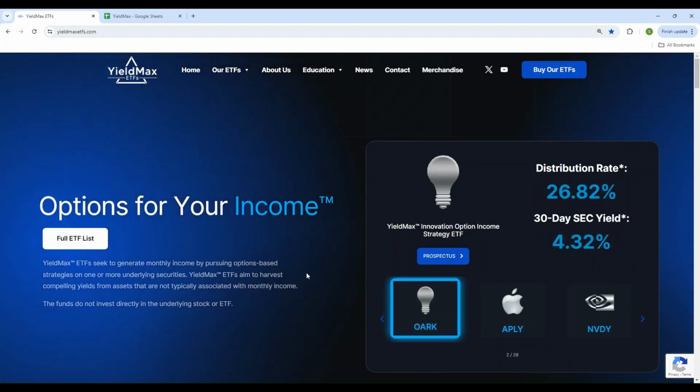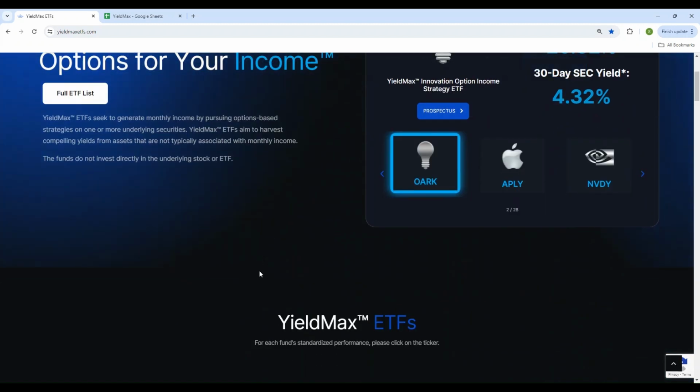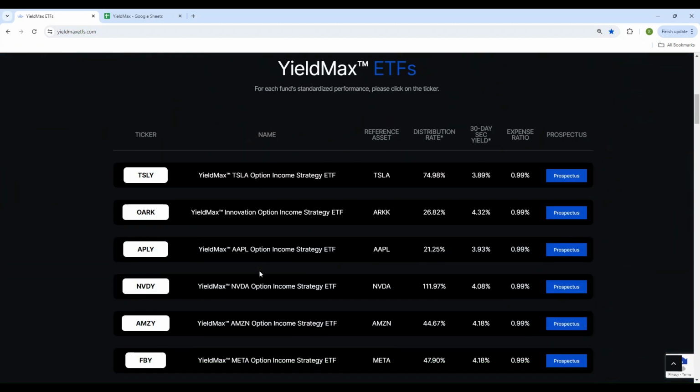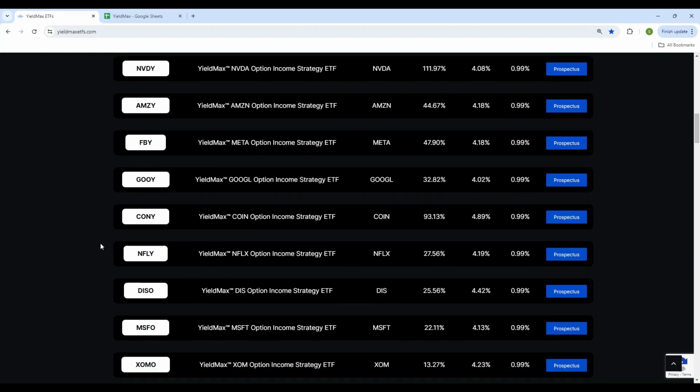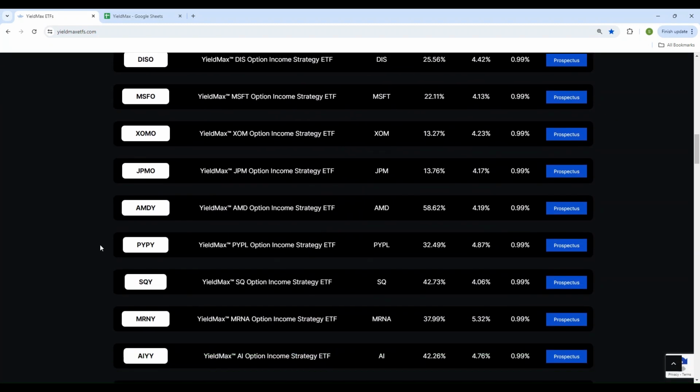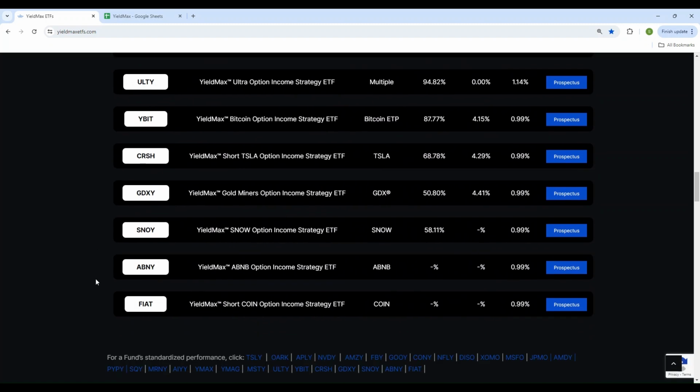YieldMax ETF has been around for a few years, right? If you look over the list of the ETFs, there are 28 different ETFs. Some of them have been around for almost 2 years, and some were recently launched. A few were actually launched last month, like Airbnb and FIAT, and that is why you don't see any distribution rate over here.